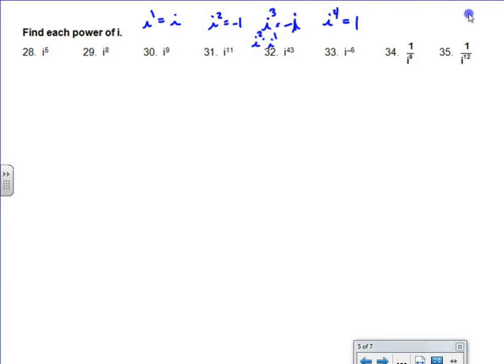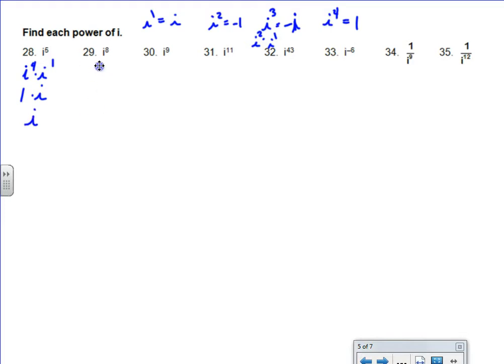And then you'll notice if you continue on in the list, the cycle just keeps repeating over and over again. So i, negative 1, negative i, 1. So when I look at i to the fifth power, again you could continue the list, or you could think of it as being i to the fourth power times an i to the first power, because that would be the same thing as i to the fifth power when you use your exponent properties. Well, I know i to the fourth power is a 1, and i to the first power is an i, and 1 times i is just simply i.